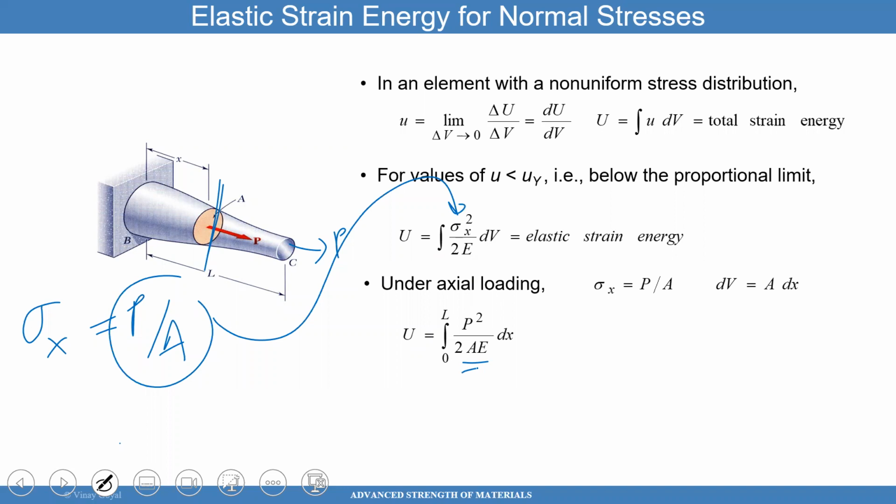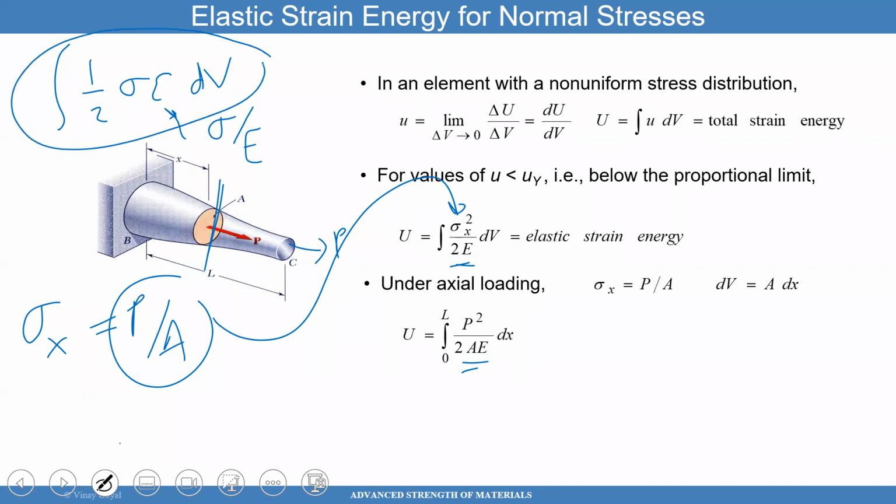So for example, one way, I told you the area under the triangle is 1/2 sigma epsilon dV, right? But another way is to say that epsilon is sigma over E. And when you do that, you get sigma squared divided by E, which is exactly what you see there. So you can get from this expression, the energy under the triangle, into that expression for that integral. And if you plug in the stress equals P over A, you get that the strain energy is this much.